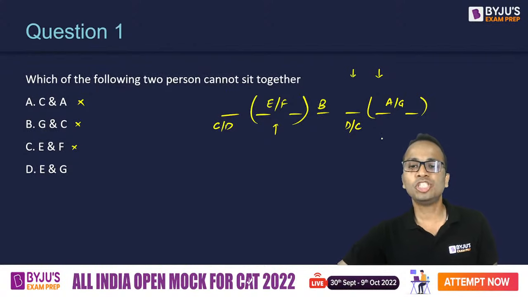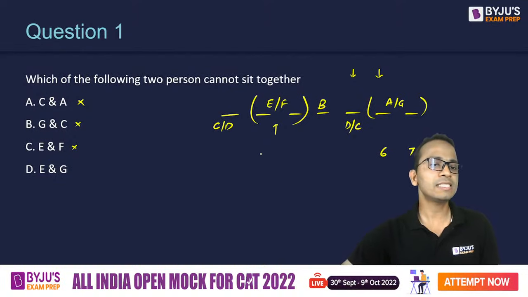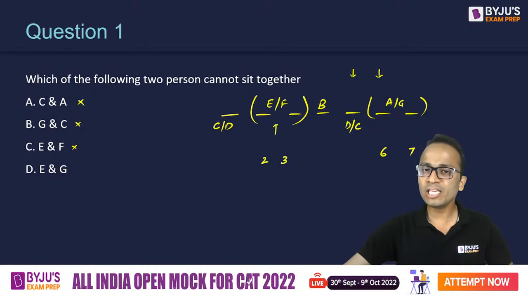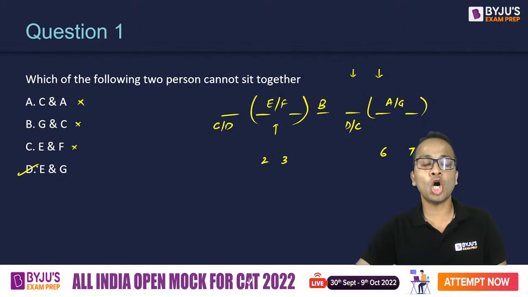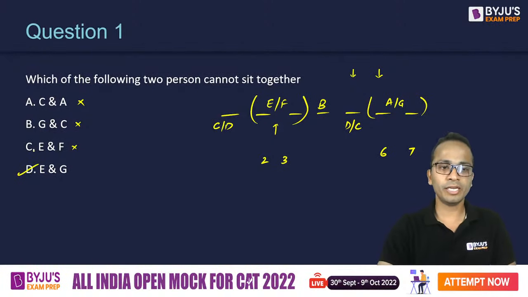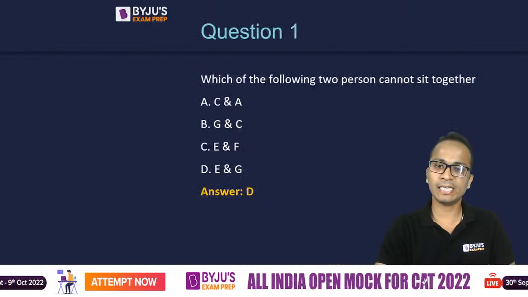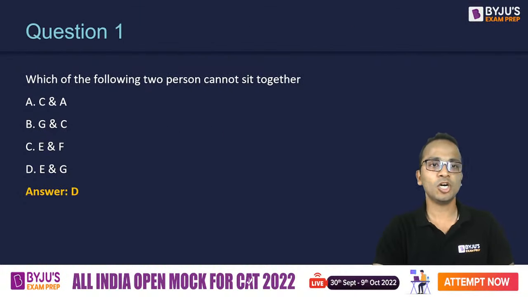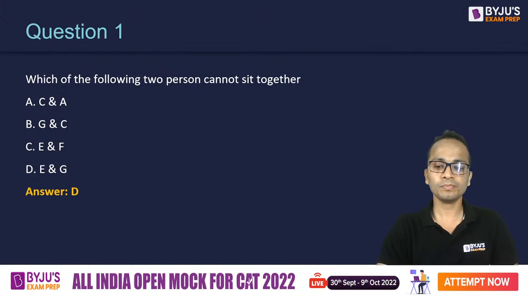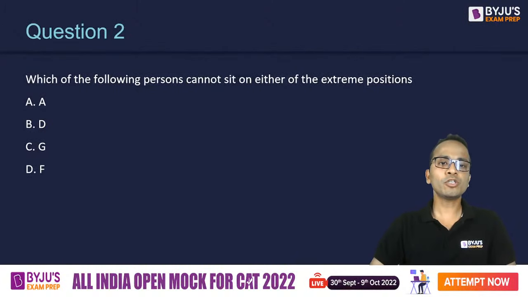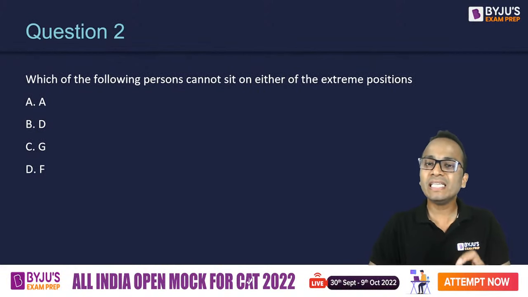Let's see. G can sit at chair number 6 or chair number 7, whereas E can sit at chair number 2 or chair number 3. In any of the arrangements, E and G will never be together. So yes, the correct answer is option D. All right, let's go to question number 2. Which of the following persons cannot sit on either of the extreme positions?